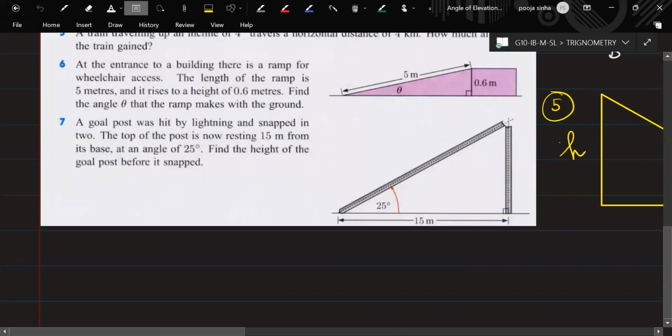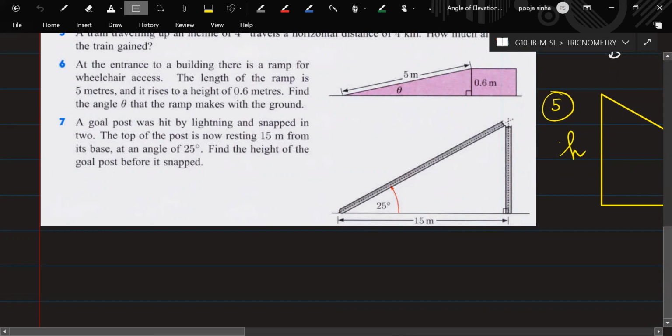Sixth one. At the entrance to a building, there's a ramp for wheelchair access. The length of the ramp is 5 meters and it rises to a height of 0.6 meters. Find the angle theta that the ramp makes to the ground.